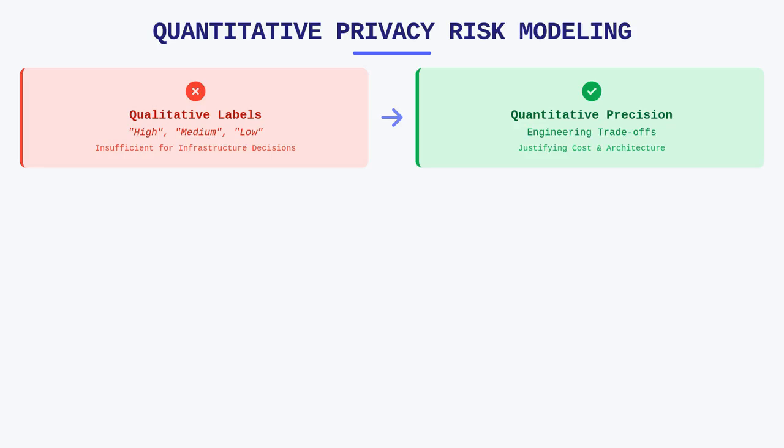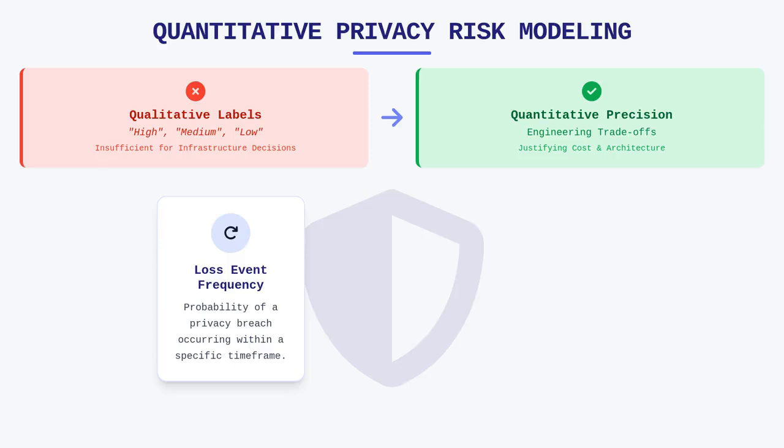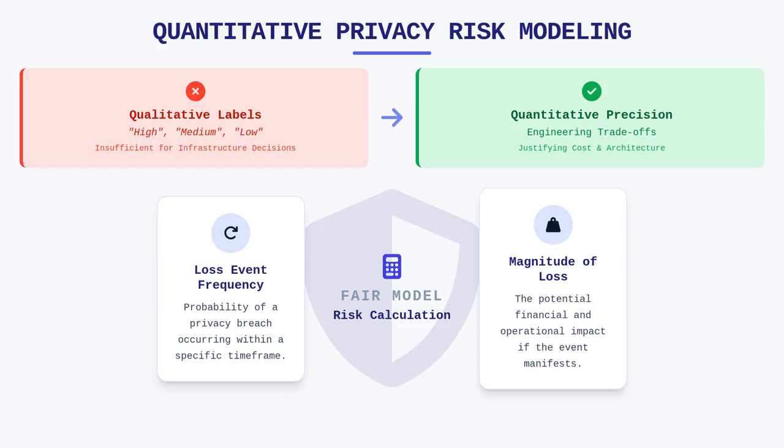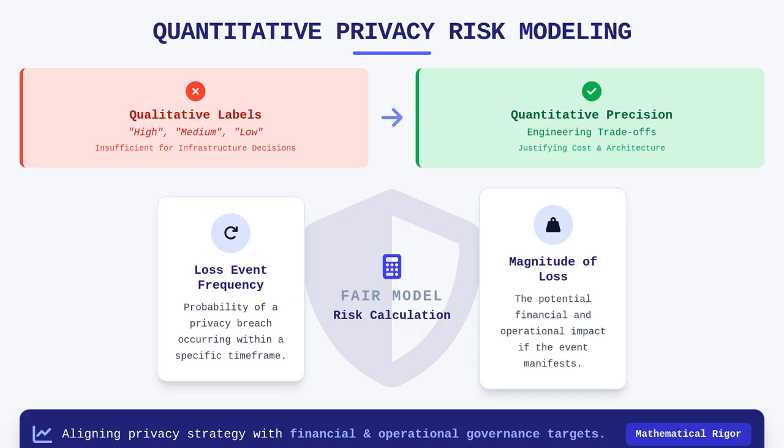trade-offs, which demands precision. We move beyond narrative risk descriptions by adopting factor analysis of information risk, often referred to as FAIR, to model privacy-specific threats. This approach requires us to decompose risk into two primary components: loss event frequency and magnitude of loss, by identifying the probability of a privacy breach occurring and the potential impact if that event manifests. We establish a baseline for our system's exposure. Mathematical rigor ensures that our privacy strategy aligns with the broader financial and operational governance targets of the enterprise.